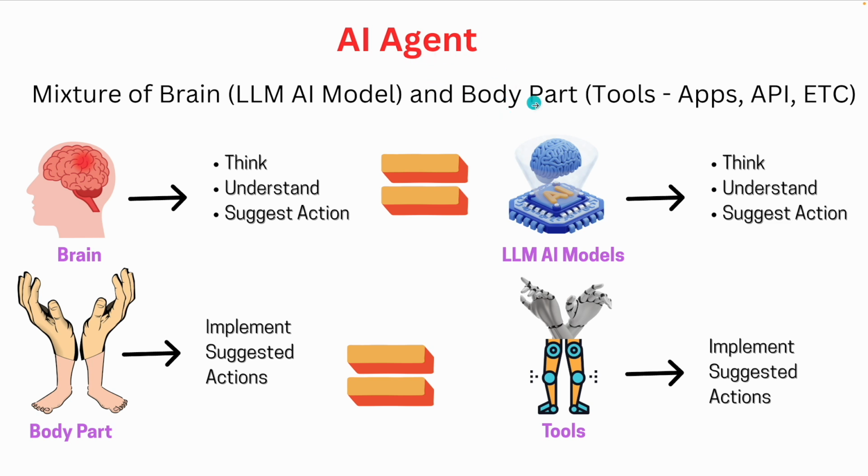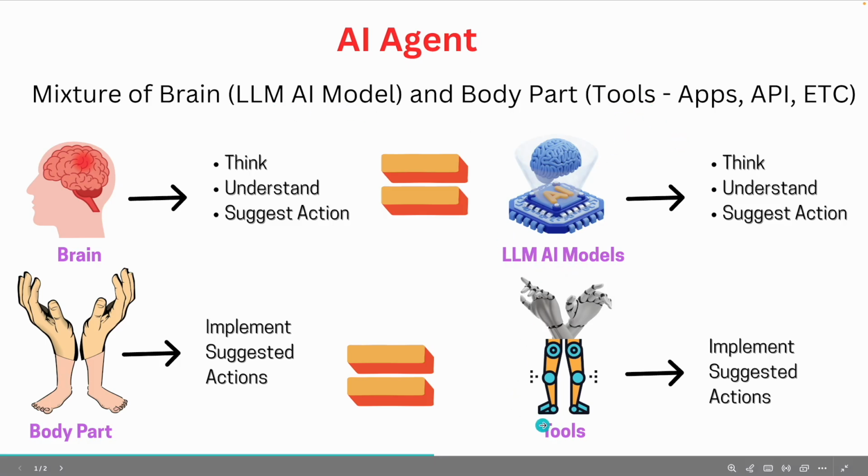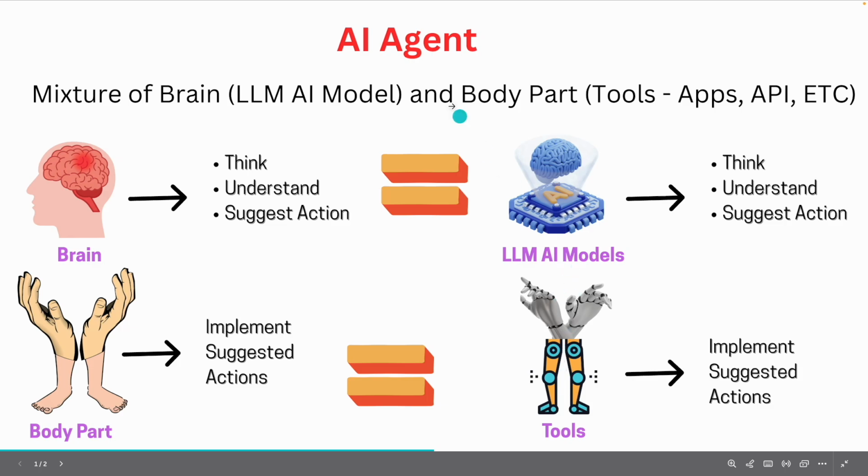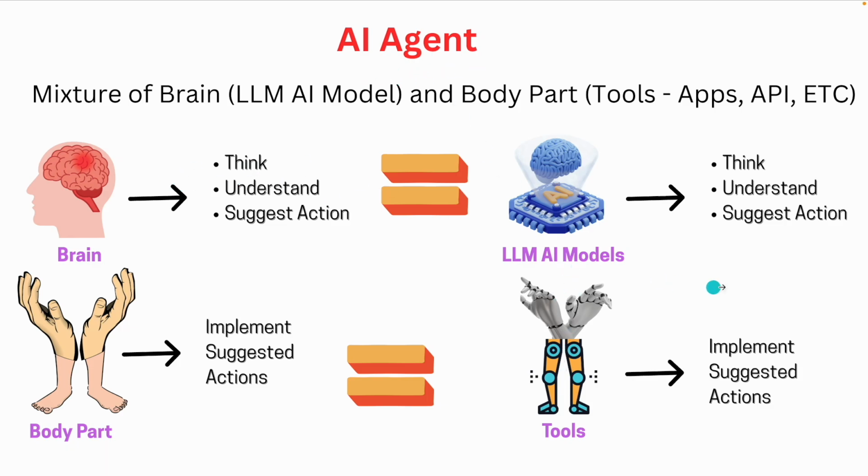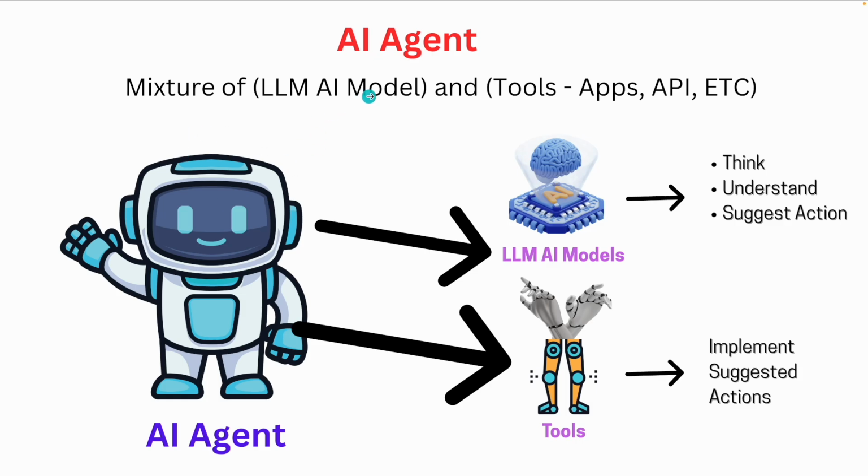And the AI agent also has the body part in the form of tools like apps, APIs, etc. So that's the reason I have kept a very simple meaning: an AI agent is a mixture of LLM AI model and tools. You can see LLM AI models and tools. These both are combined together and they form an AI agent. Now you can see that I have made it more simple. I have just removed all this stuff which I just taught you, like brain and all, to explain it. But in simple terms, an AI agent is a mixture of LLM AI models and tools.